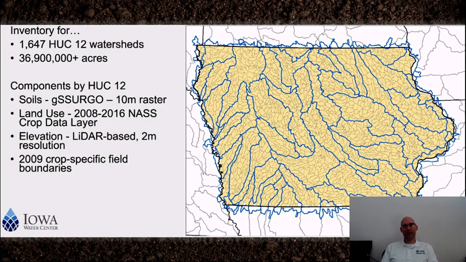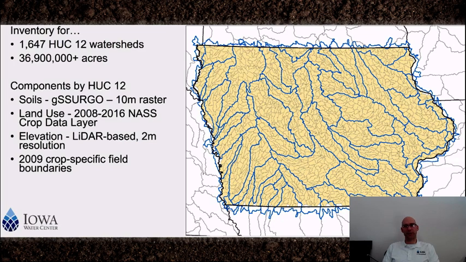What do our databases look like for the state of Iowa? We've got 1,647 HUC 12 watersheds in the state of Iowa, and we have about 1,600 townships in the state of Iowa, so these are about the same size. If you're trying to figure out the size of a HUC 12 watershed, they're about the same size as a township, which is 6 miles by 6 miles. And we have about 37 million acres in the state of Iowa.